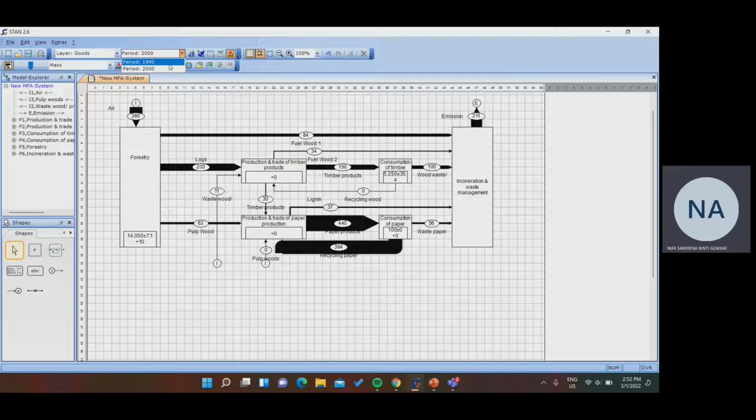Last but not least, when you see the emission in year 1990, the emission is 361, but in year 2000 it becomes 311. This is because the recycling paper and the waste paper production influence the emission. So when the recycling rate of paper increases, the value of lignin produced and also the waste paper will decrease. It also reduces the emission to the atmosphere. Therefore, it shows that increasing the recycling rate can help in reducing the waste produced and also the emission.